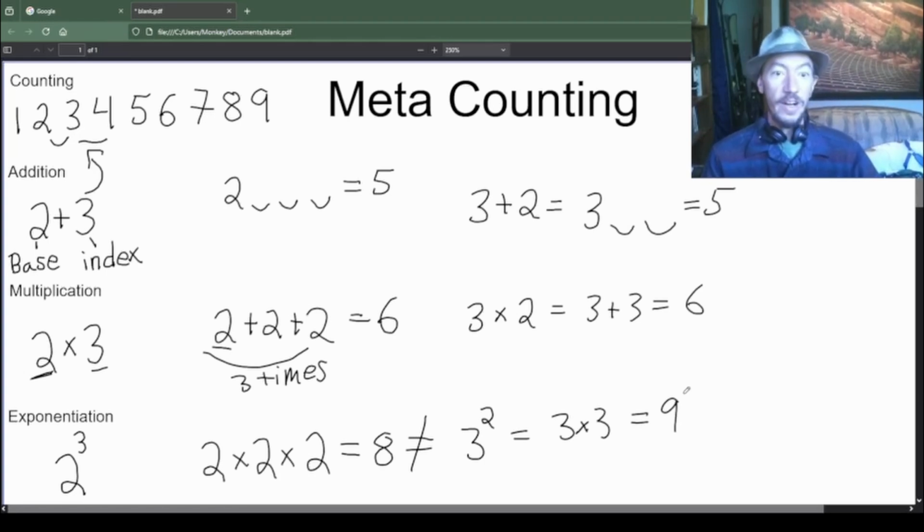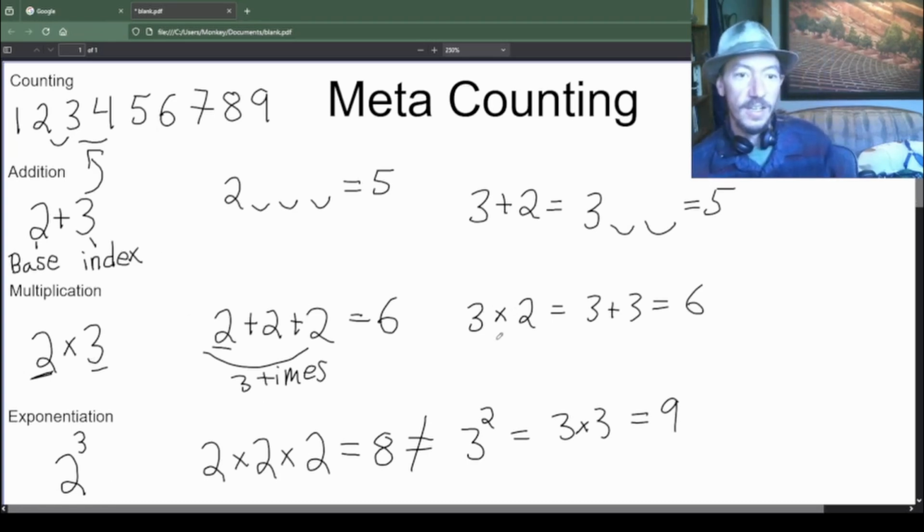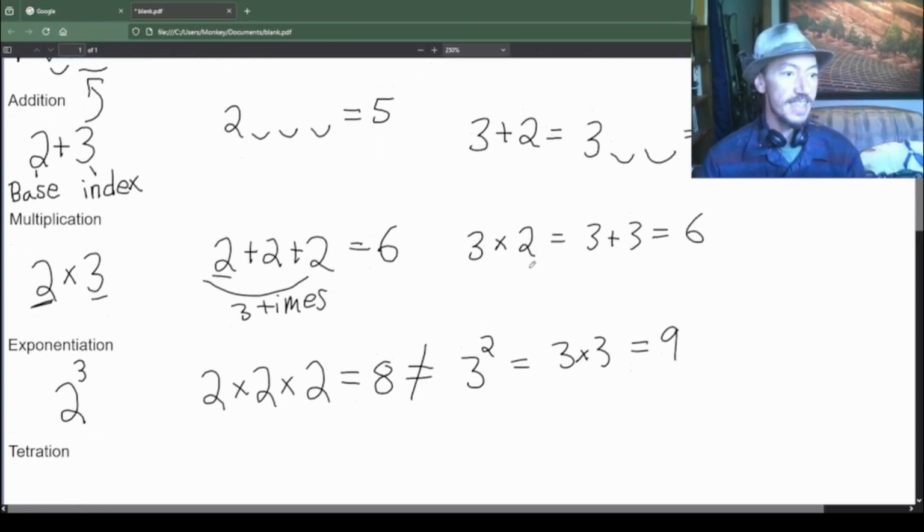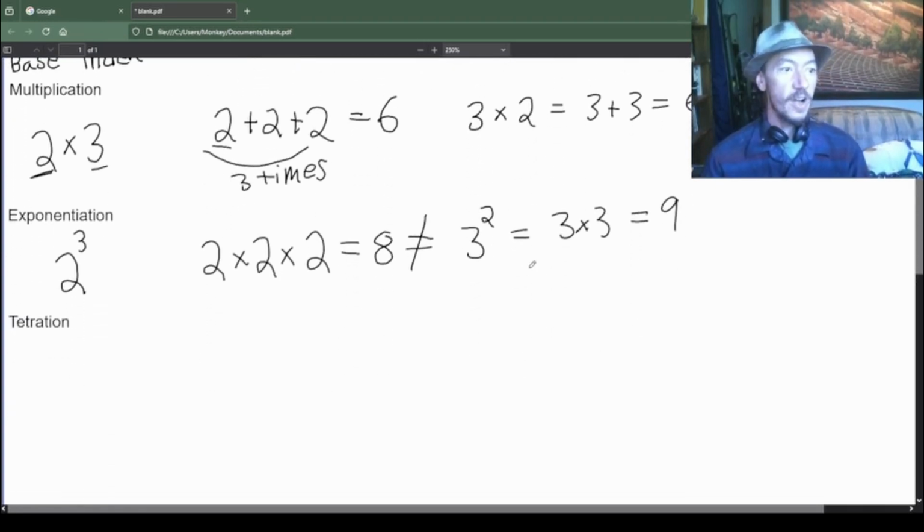Now, a great question to ask here is, this is about as far as most of us have learned, but is there any more? This is just a repeating pattern here. We start with counting. Addition is just repeated counting. Multiplication is just repeated addition. Exponentiation is just repeated multiplication. So the good question is, is there anything after this? Is there something that is repeated exponentiation? And the answer is yes, there absolutely is. And we call it tetration.